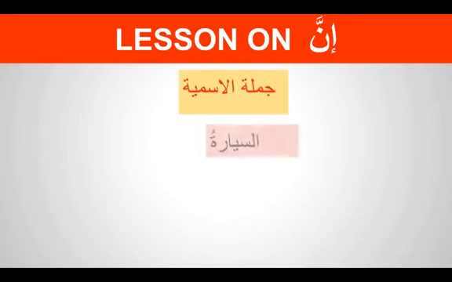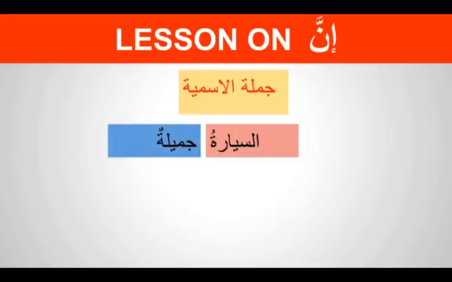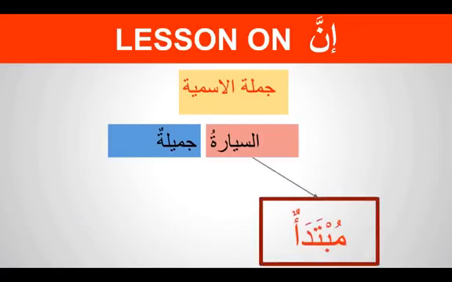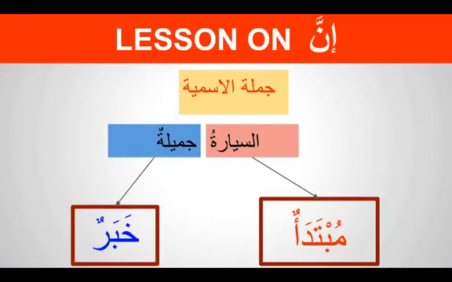For example, as-sayyaratu jamilatun. Here as-sayyaratu is a mubtada, which you are very well aware of, and jamilatun is a khabar, one word, which is marfu. In jumlatul ismiya, mubtada is always marfu, it will have damma, and khabar, if it is one word, will also have damma. So this is the normal sequence of jumlatul ismiya, where you have mubtada and khabar.